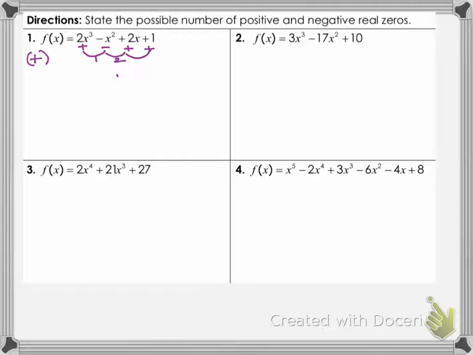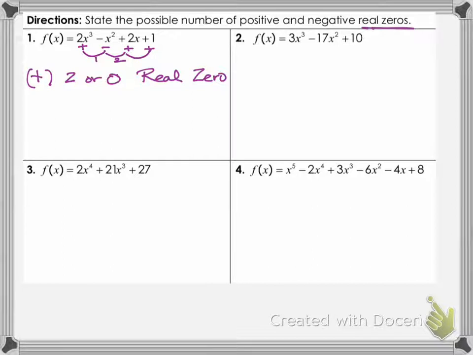So for positive, let me move this down because I got in the way. For positive, I have 2 or 0 roots. Well, I guess we're calling them zeros here. And they're just real zeros. 2 or 0 positive real zeros.